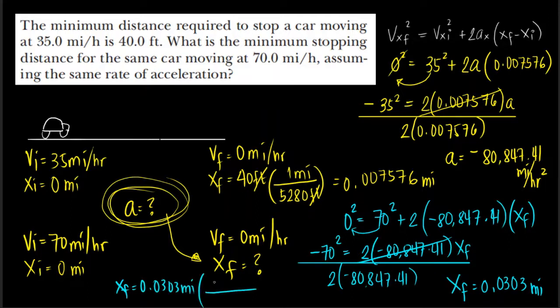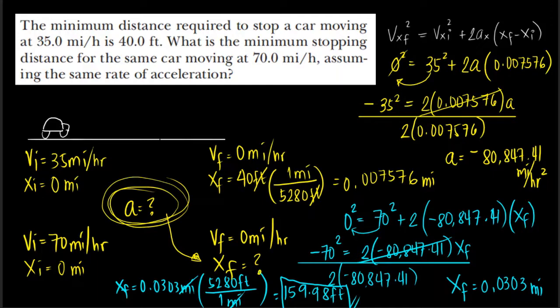Remember, there are 5,280 feet in 1 mile. Cancel, cancel. 0.0303 times 5280. It's 159.98 miles. No. Not miles. Feet. So, all in all, guys, the car will stop at 159.98 feet if it's traveling at 70 miles per hour, or around 160 feet. Okay?